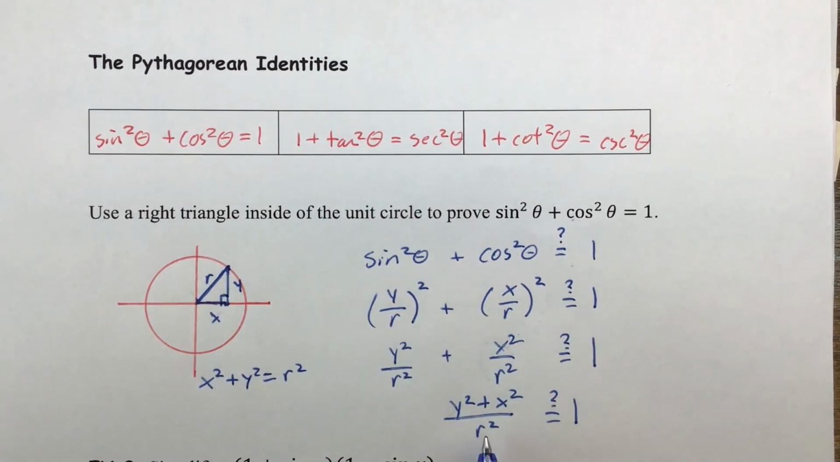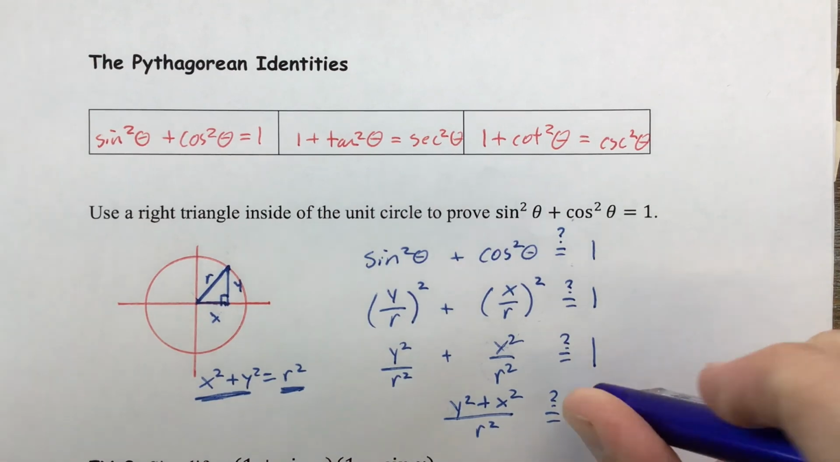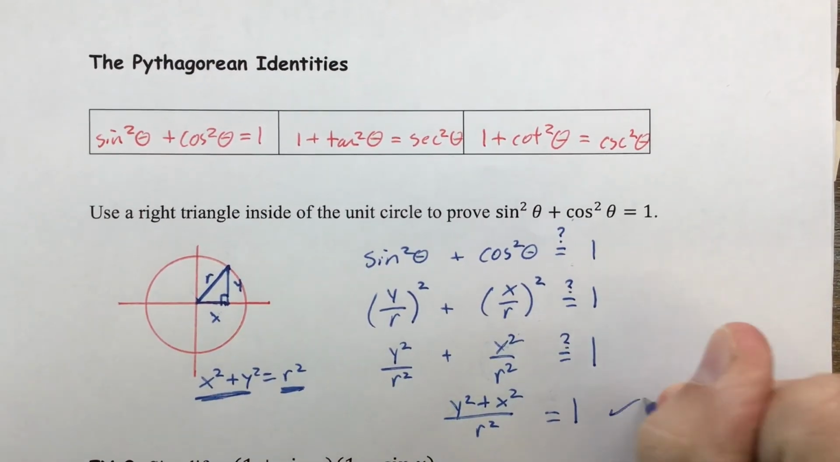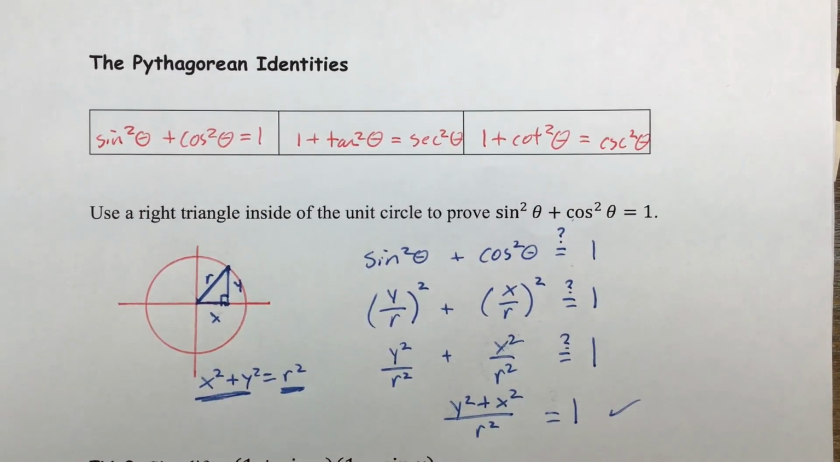All right, take a look at the fraction that we have. We have y squared plus x squared on the top. That's the same thing as this, divided by r squared, which is the same thing as this. So the top and the bottom are the same as each other, which means you end up with one whole. So we can go ahead and erase that question mark. And that identity is true.